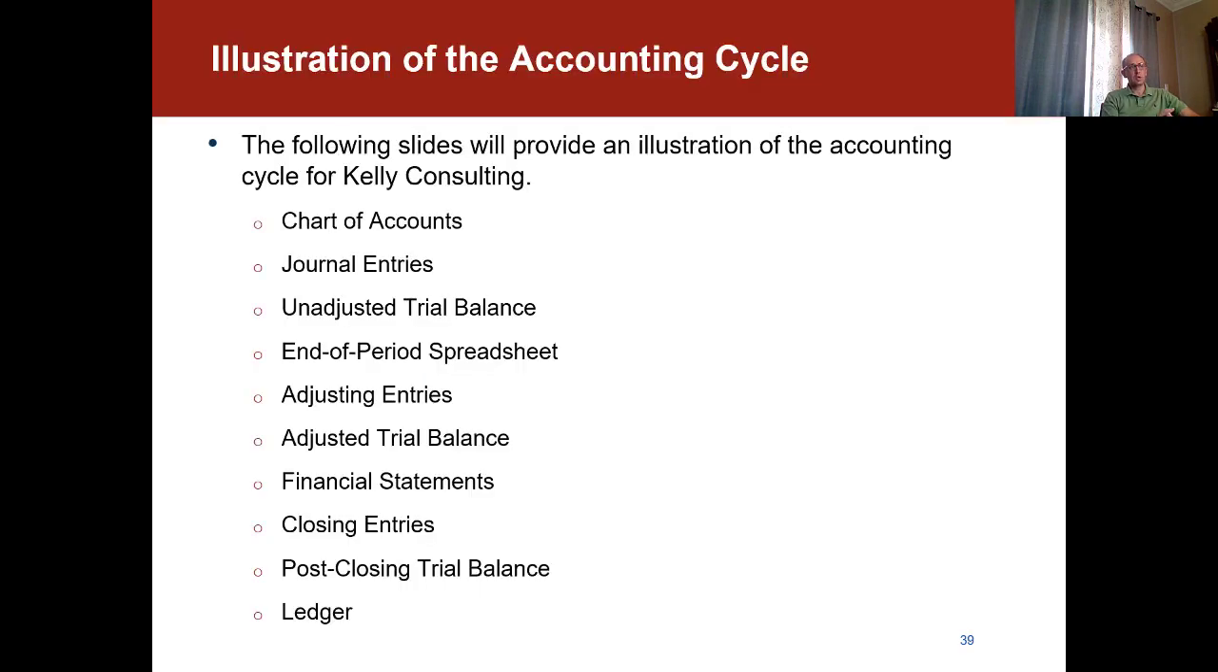So this is basically where we're going to be seeing a full set of records and documents that are going to be prepared in the accounting cycle. But here we're using a different company, which is called Kelly Consulting. So the following slide will provide an illustration of the accounting cycle for Kelly Consulting.